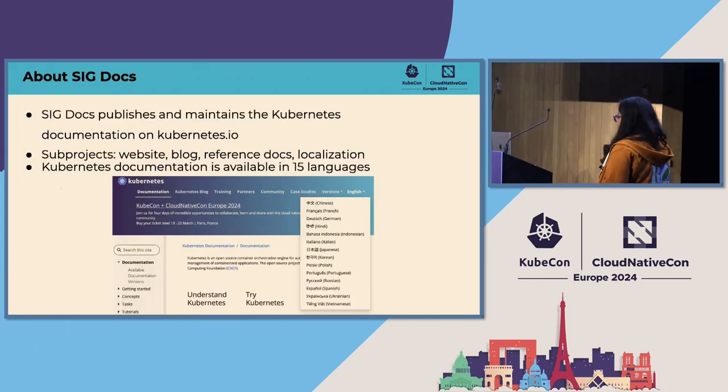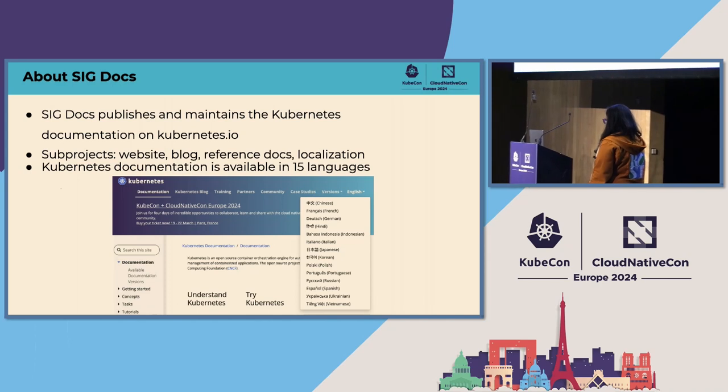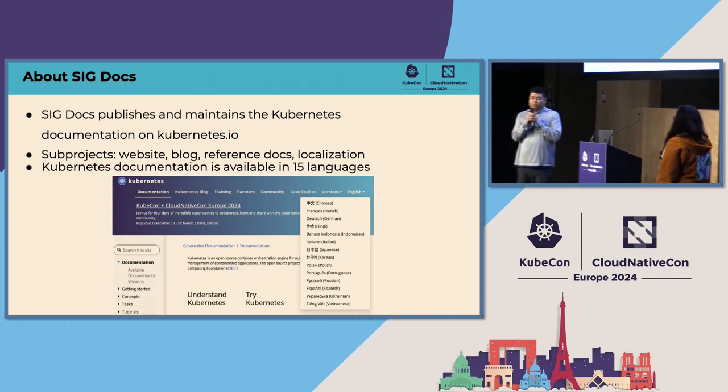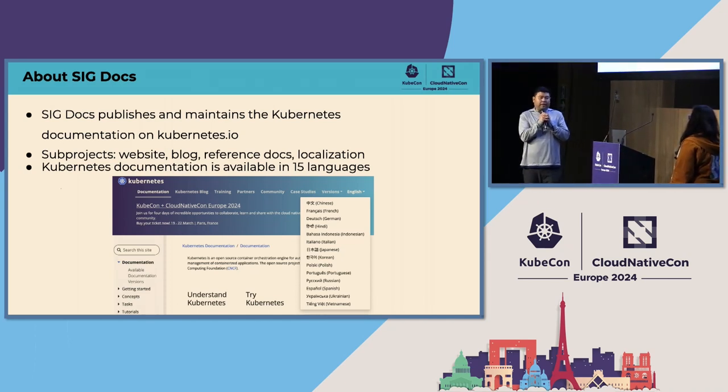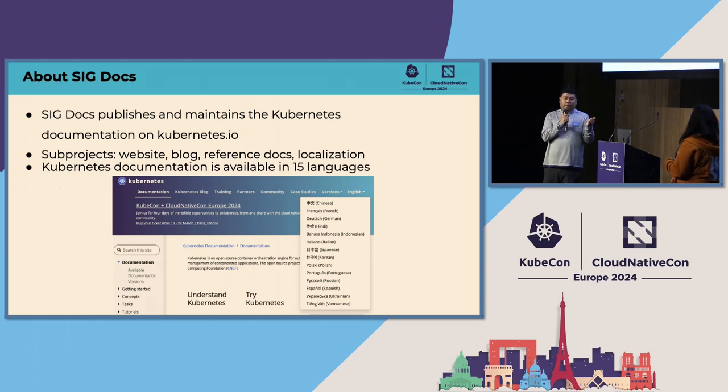All right, just a little summary on what SIG Docs does and what we are responsible for. SIG Docs is one of the many special interest groups of the Kubernetes project, and we are responsible for documentation. With that, the documentation is on kubernetes.io, so one of our sub-projects is the website, that also involves the whole entire tech stack for our website, which is Hugo and Netlify, other things that we'll talk about in a little bit as well.